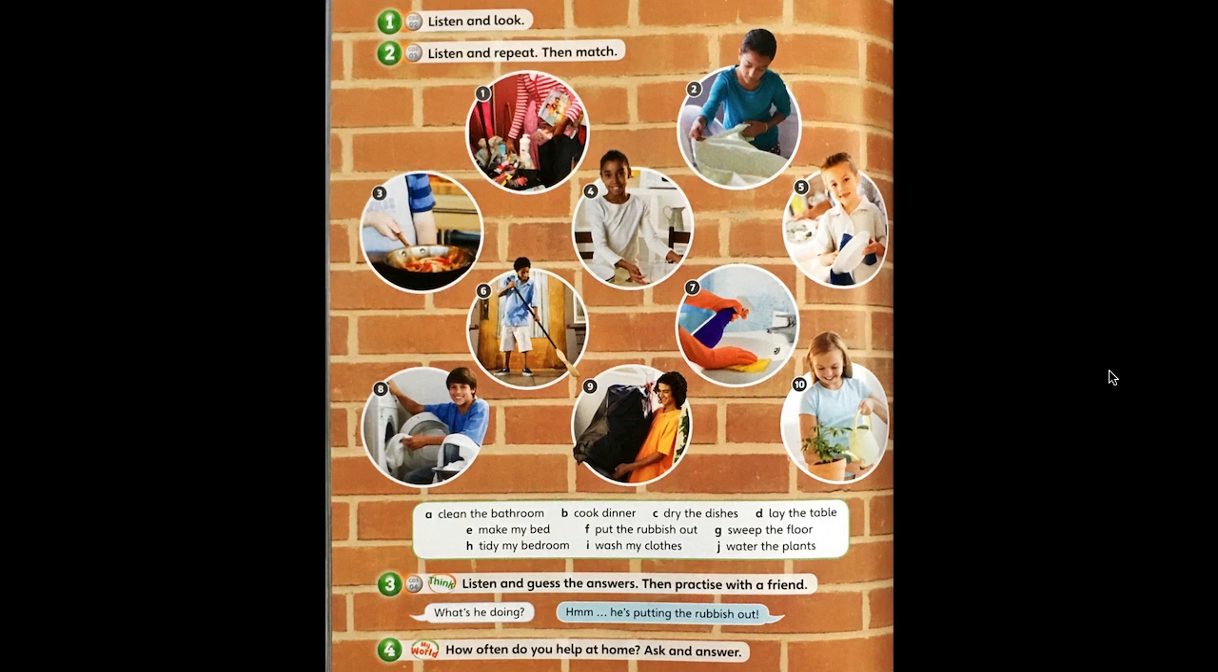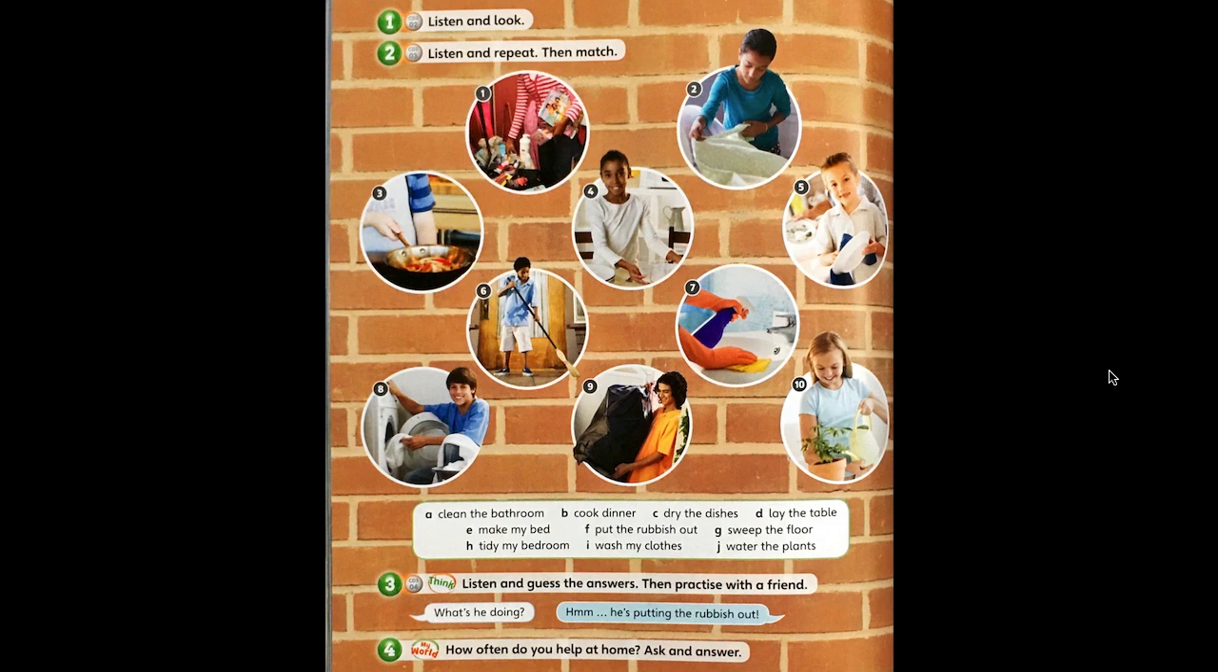Okay, let's go to the next one. Picture number five. What is he doing in picture number five? Which letter? So, picture number five is C. Dry the dishes. This is what you do after you clean the dishes, after you wash the dishes. You dry them. All right, that's very good.